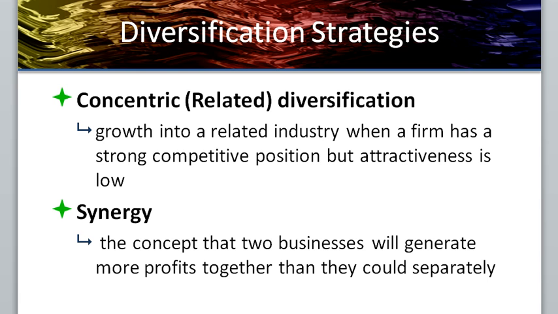Okay, so let's talk about some diversification strategies. We're going to grow into a related industry. Concentric, or related, diversification is where we grow but stay within a related industry where we have a strong competitive position, but maybe the attractiveness is low. So maybe this is McDonald's looking to expand into student lunches. They're not going to compete on the retail level on the street, but they're going to go into schools and operate lunch services as a diversification, but in a related food industry.